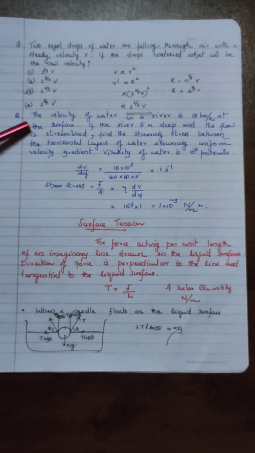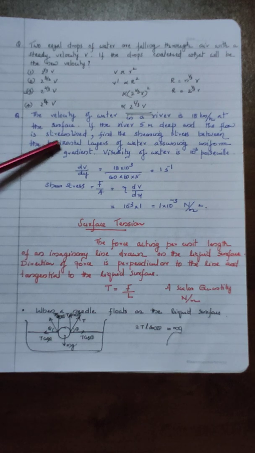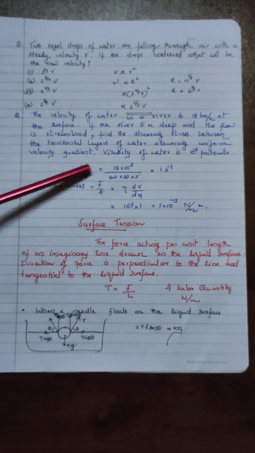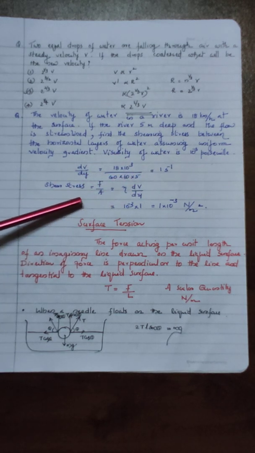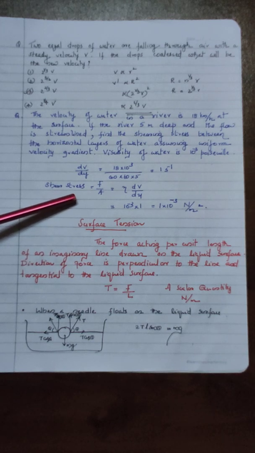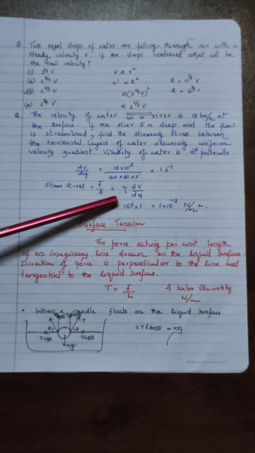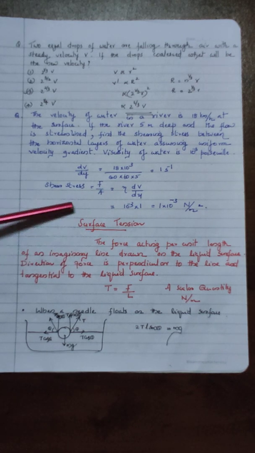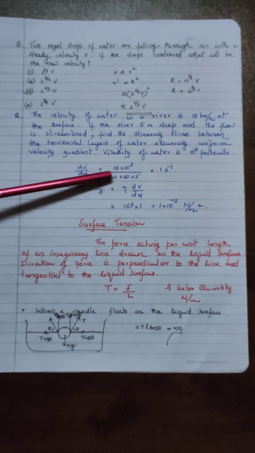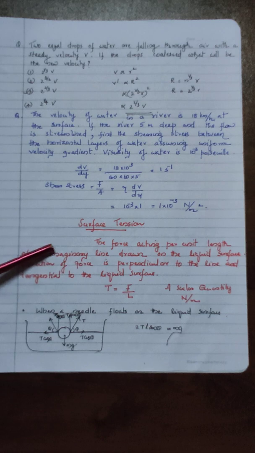The velocity of water in a river is 18 km per hour at the surface. If the river is 5 meter deep and the flow is streamlined, find the shearing stress between the horizontal layers of water, assuming a uniform velocity gradient. The viscosity of water is 10 raised to minus 3 poise. A good concept. The shearing stress is nothing but force by area. From Newton's law of viscous force, we can write it is equal to eta into dv by dy. We can easily find the value for dv by dy from the data. Then you get the answer.